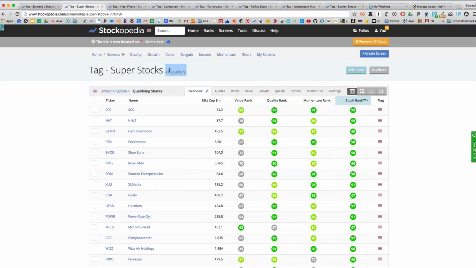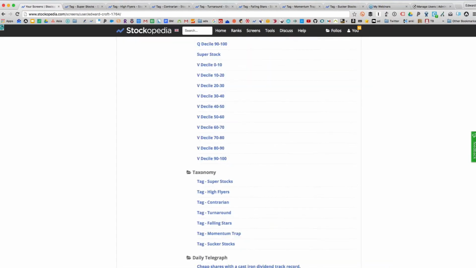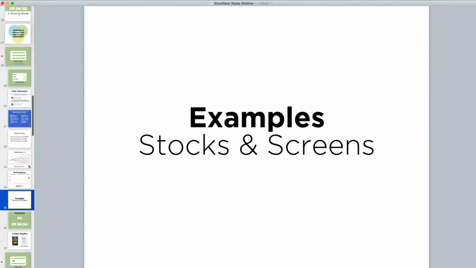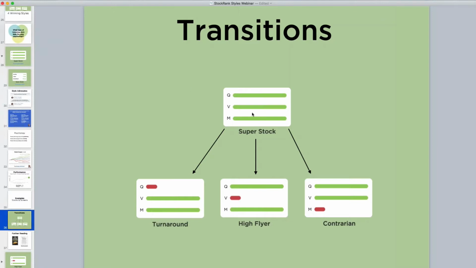So when I apply those cutoffs, I only find 40 shares in the UK market. Going to my next, I want to just quickly skip back now, because I talk about those kind of shares a lot. One of the things somebody asked me is where do these kind of shares go next? And so I've added this slide in here to talk about transitions between styles, which I think is quite important.